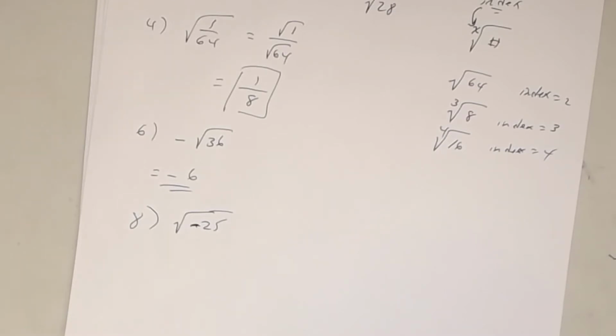No whole number times itself is going to be negative. So in this section, though, in another section, you're going to learn about imaginary numbers. In this section, though, we're only dealing with real numbers. So the square root of negative 25 is not a real number.